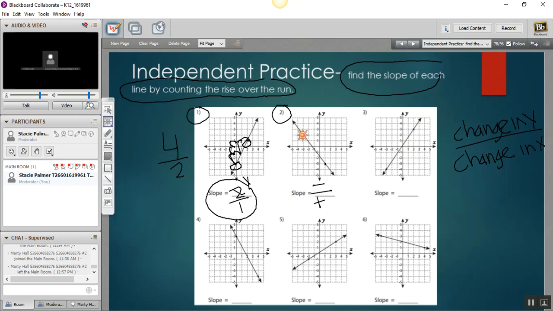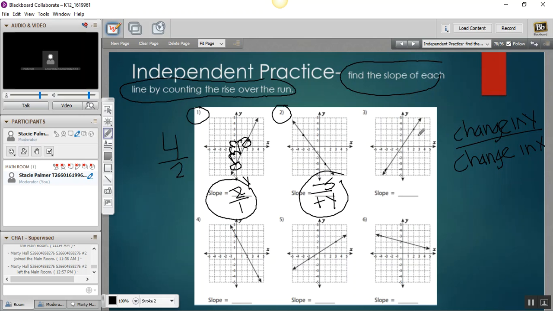Let's count it. 1, 2, 3, 4, 5. We have to move down 5. So the top number is going to be a negative 5. And then from here, we have to move to the right. 1, 2, 3, 4. So down 5 to the right 4, that would be our slope, negative 5 over positive 4. Okay, let's look at the next one.